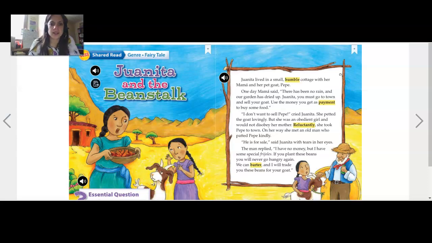I see Juanita, and she looks pretty upset. And then I see her mom. It looks as if she's giving her news that's making Juanita upset. And then I see the goat, who looks pretty sad. Well, then over here, I see Juanita with the goat and a man. So now I'm going to connect it to the title, Juanita and the Beanstalk.